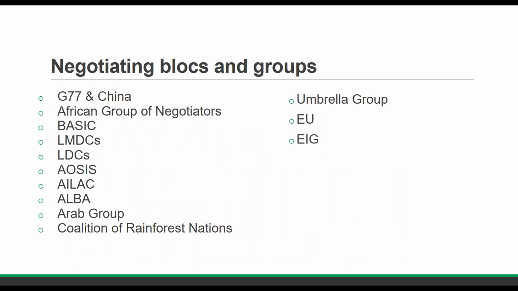And then this is just an overview of the negotiating blocks and groups that you'll find in the process. On your left side, these are the different negotiating blocks that developing countries are part of. And then on the right-hand side, it's the groups that developed or middle-income countries are part of. They include the Umbrella Group, the European Union, and then what's called the Environmental Integrity Group, which is sort of a group of countries that don't really fit in any of the other groups.